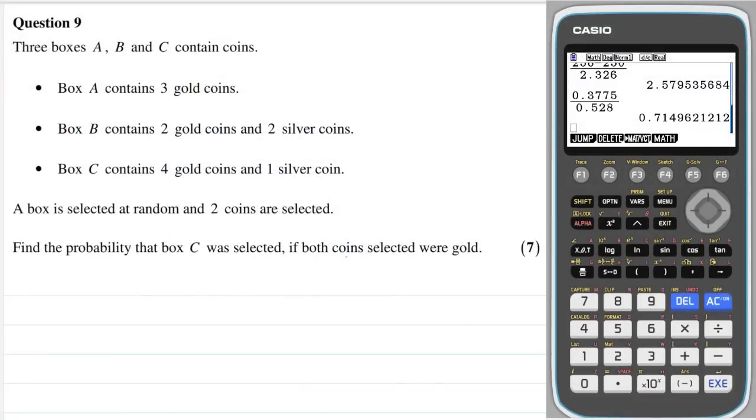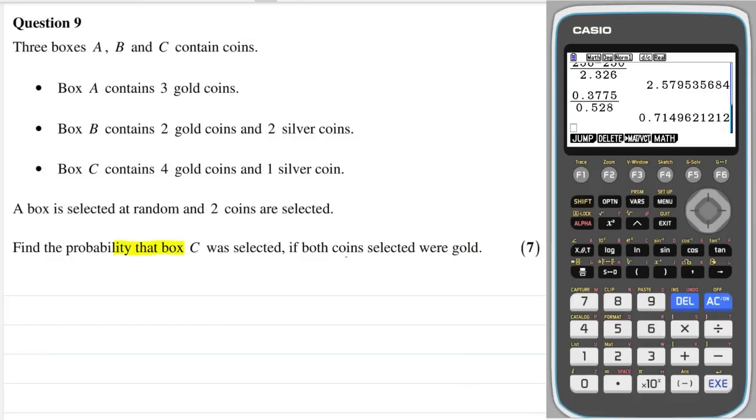Okay, question 9. We have 3 golds in box A, 2 and 2 in B, and 4 and 1 in C. A box is selected at random and 2 coins are selected from that box, I assume it means. Find the probability that box C was selected, so that is another way of saying given, both coins selected were gold.